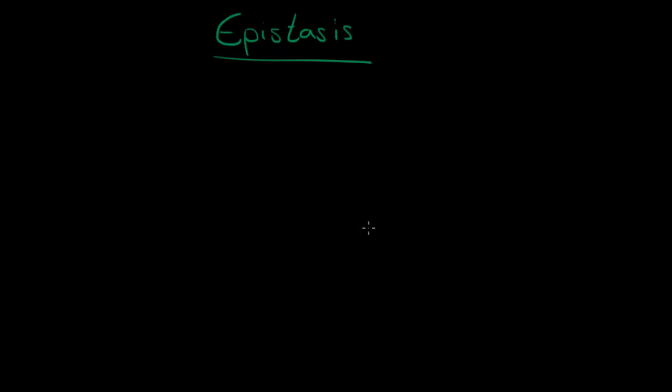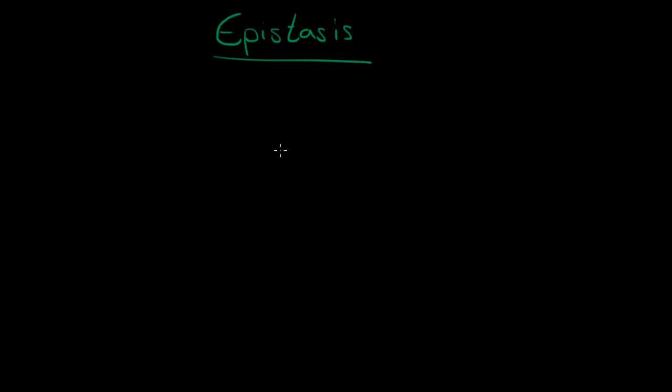Hi guys, so in this video we're going to talk about epistasis. Epistasis is another type of inheritance, and it's defined as when the allele of one gene affects or masks the expression of another in the phenotype. In simple words, this means that the expression of one gene depends on the other, or if you like, one gene can interfere with the expression of another gene.